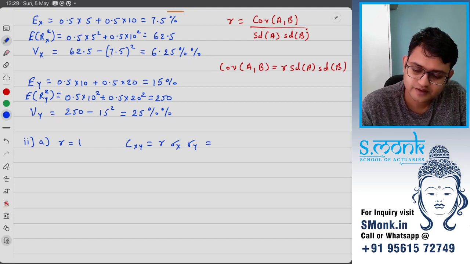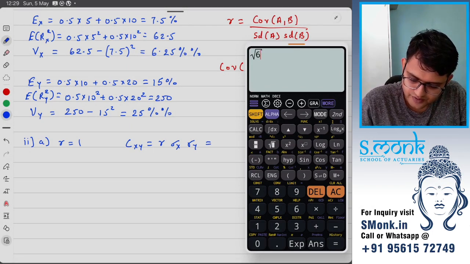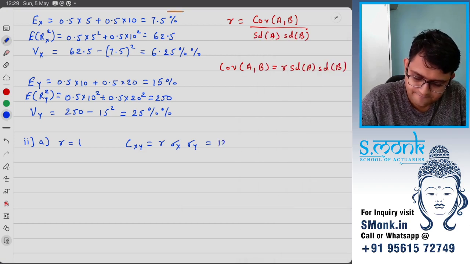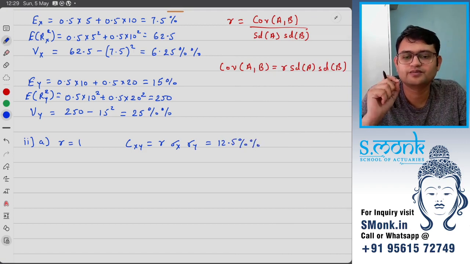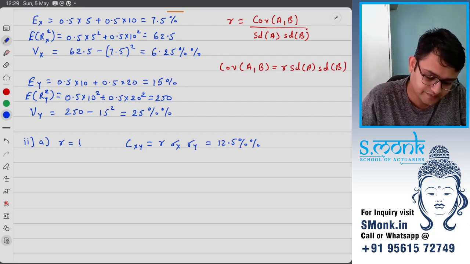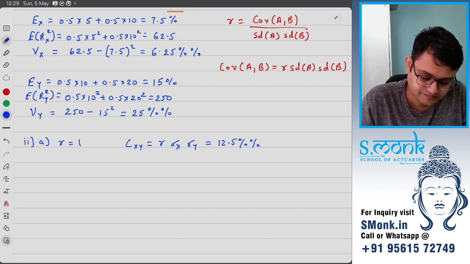So accordingly, root of 6.25 into 25, that is 12.5. Covariance will also have percentage square, same as variance. Always remember that. So now we have the covariance.